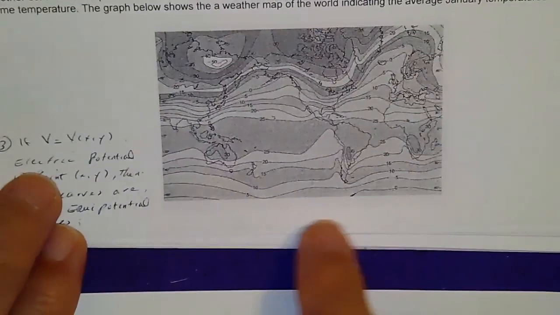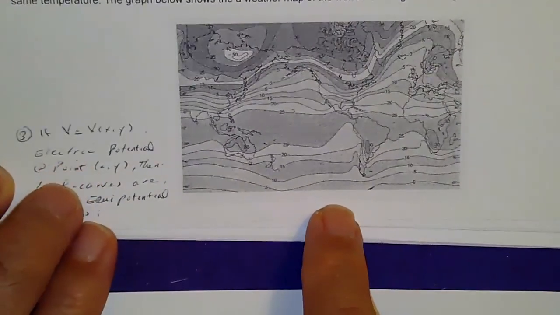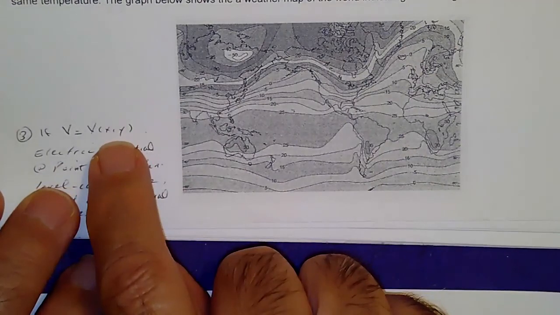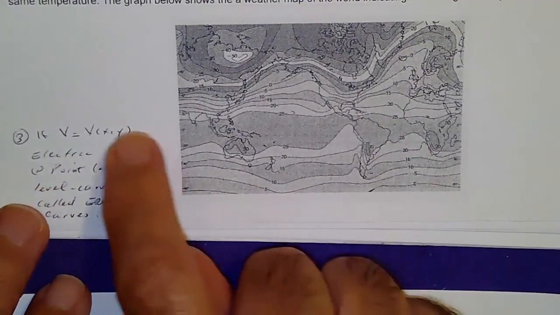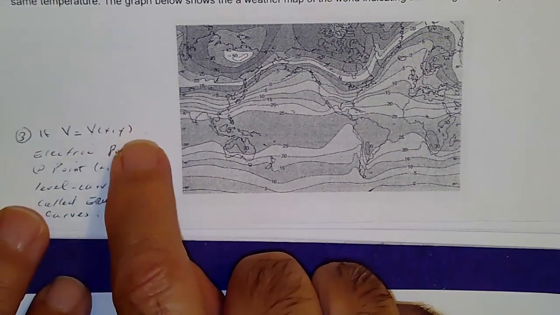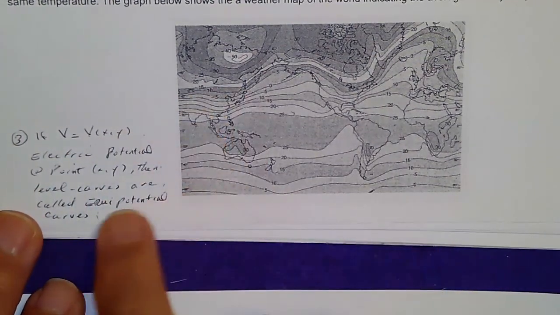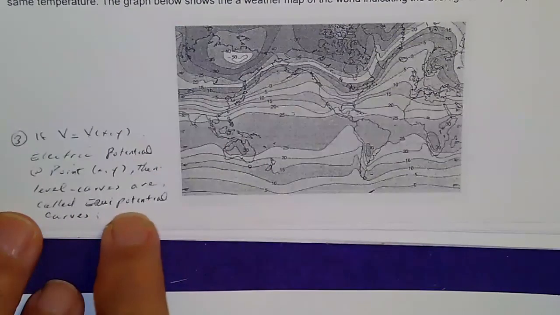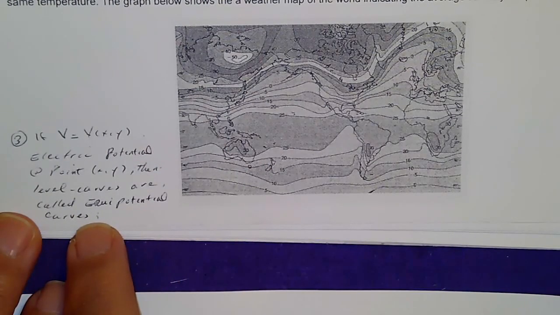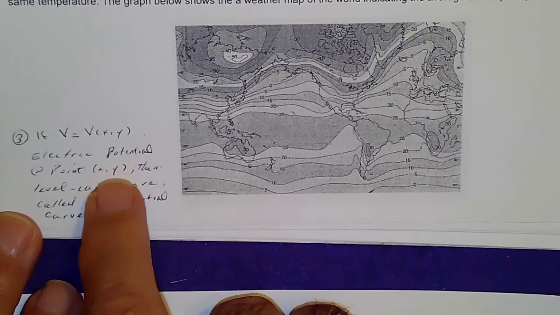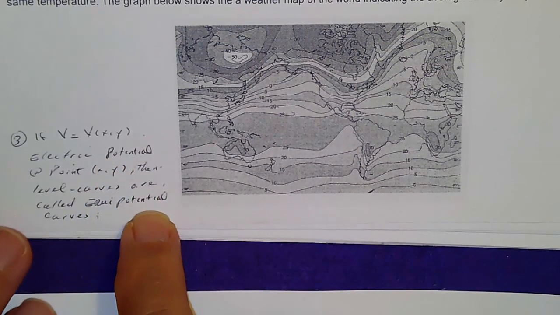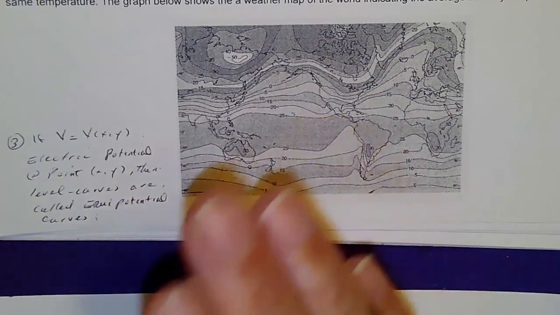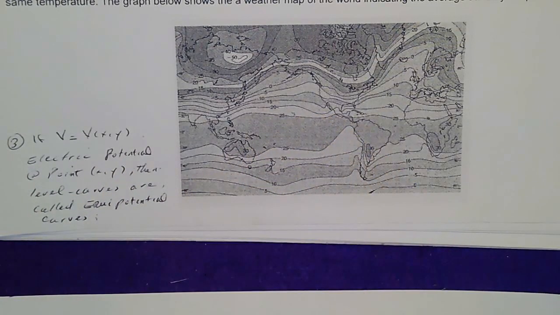The final example is the electric potential function, which is a function of x and y. If you set this equal to a constant and draw some curves, those curves are called equipotential curves. That means at any point you select on those curves, the electric potential is the same, which is identical.